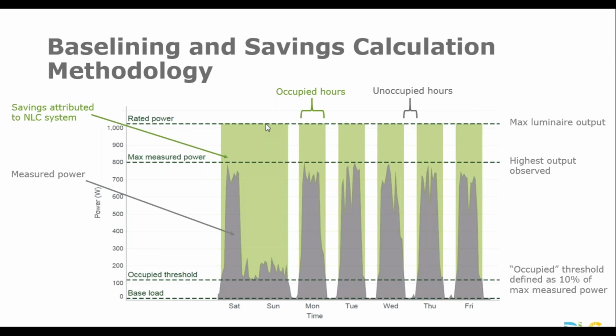The energy savings then is the difference between that rated power within the zone and what we actually observe during occupied hours. And that's an important distinction. We are not claiming savings or calculating savings when we see that a building is deemed to be unoccupied.